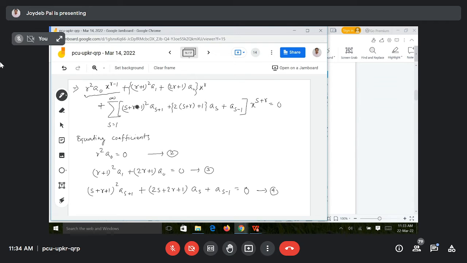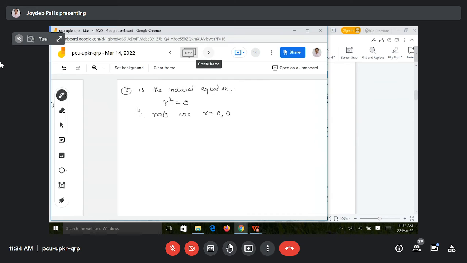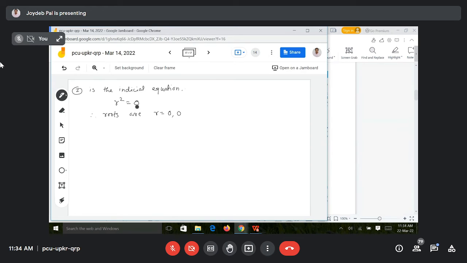Okay sir. Okay. And here a naught is not equals to 0, so r square is equal to 0. That is the final form of initial equation. Now you have to find the roots, and I got that 0 is a double root, means roots are repeated roots, right? So it is one case now when the roots are repeated. Actually the same roots we got in an example. Do you remember? 0, 0.